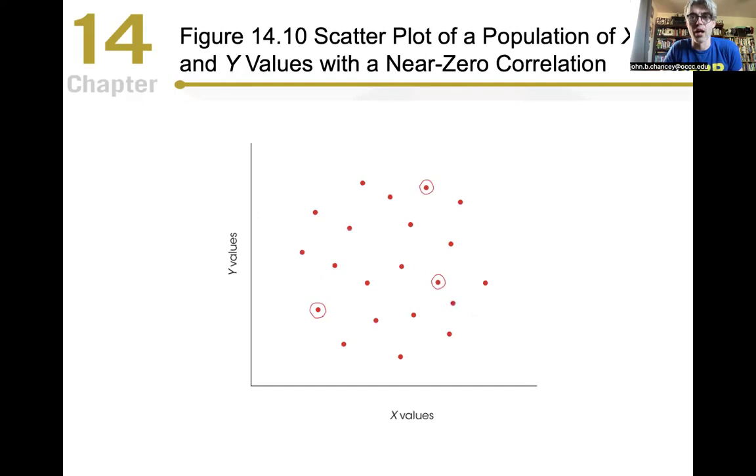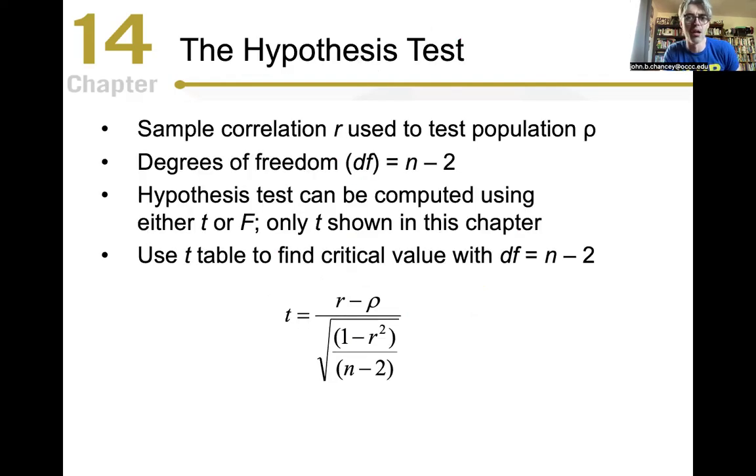Here's a scatter plot looking at population and Y values with a near zero correlation, I think, but then you pick out these three data points and it might tell us something a little bit different. I think that comes out of your textbook. Read about that there. Here's the hypothesis test, and I'll actually walk through an example with this too.